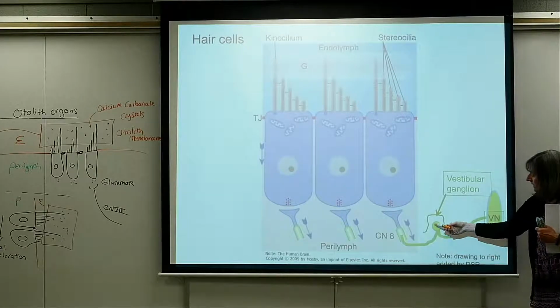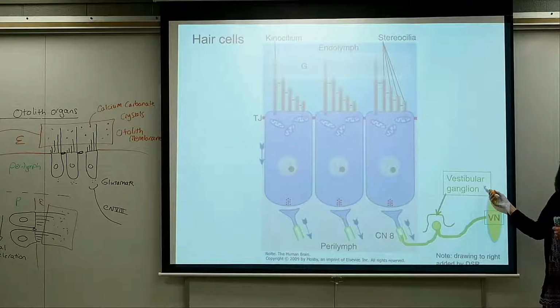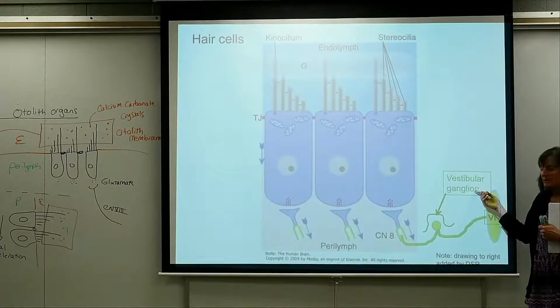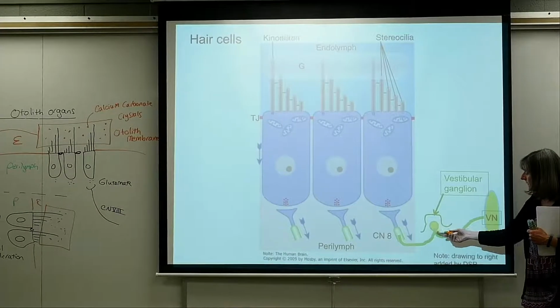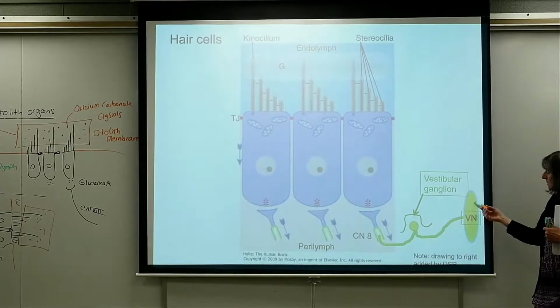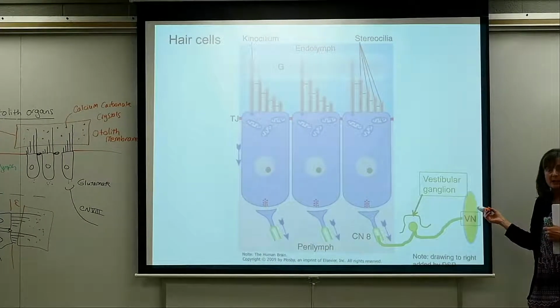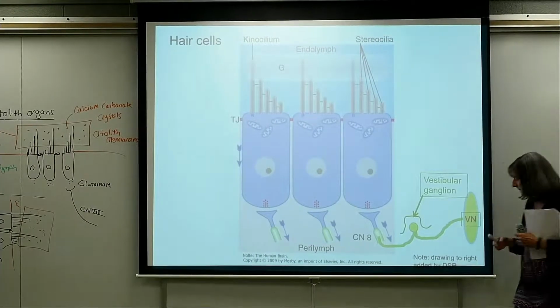Those cell bodies of that nerve are going to be located in the vestibular ganglion. They're still in the peripheral nervous system. And the central part is going to project into the vestibular nuclei, which are located in the brainstem.